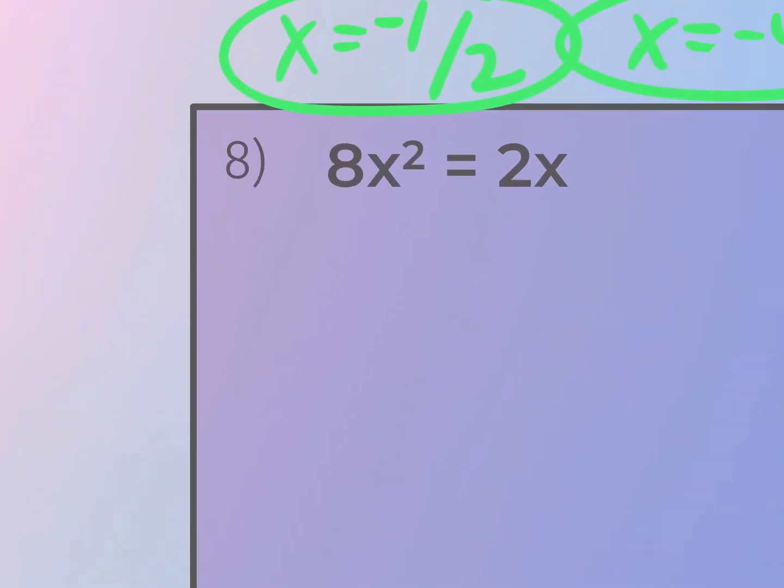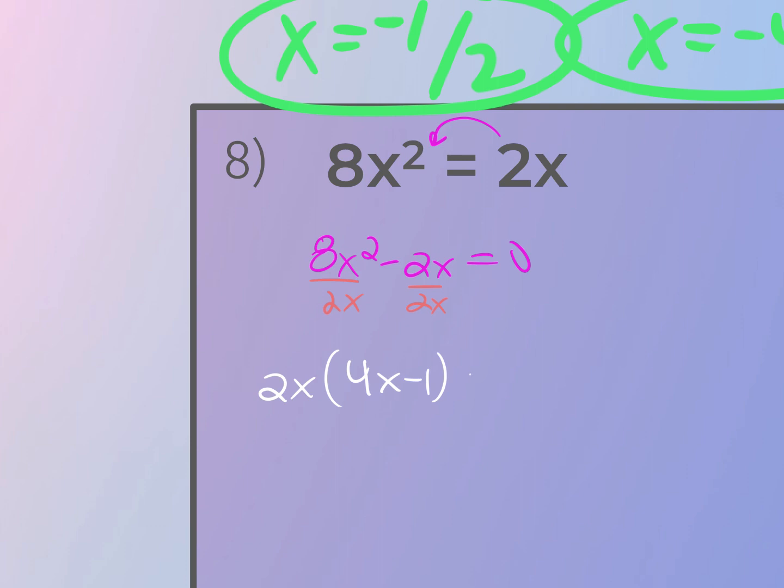All right. How do we feel about the next one? Kind of the same thing again, right? Very repetitive. If I move this 2x over here, this becomes 8x squared minus 2x equals 0. What do we have in common between 8x squared and negative 2x? Good. I'm going to divide out that 2x. Where does the 2x go? Out into thin air? No, we're going to put it out in front, and then I'm left with what? Perfect. 4x minus 1 equals 0.